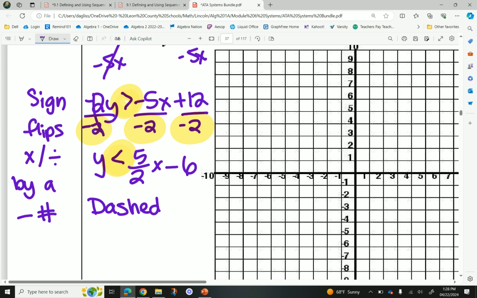And are we going to shade above or below the line if I'm less than? If I'm less than, we're going to shade below. Less than and below both have L's. You're going to go down. Okay? So where am I going to start this line?